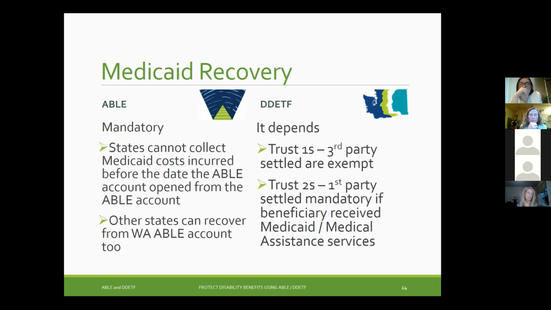And these are frequently individuals that were working or individuals that received an inheritance or some type of settlement directly in their name. And so they had to open up their own accounts. And then as a consequence, it's their money, so it's eligible for Medicaid recovery.